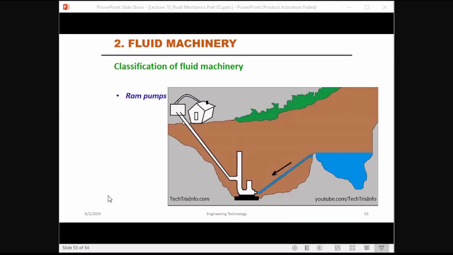The water comes into the ram pump like this and it enters the ram pump and we have valves inside the ram pump. So you can see that valve getting closed, and that valve is the waste valve over there, and it gets closed and the water enters the ram pump over there and the pressure increases due to the gravity.